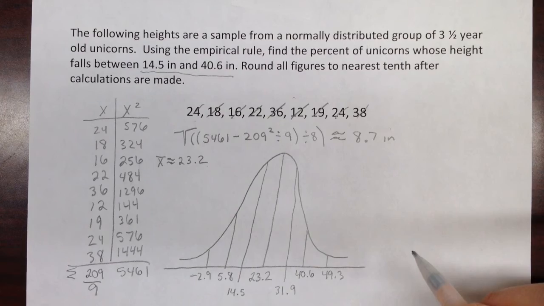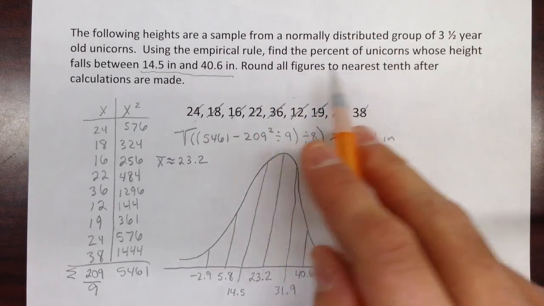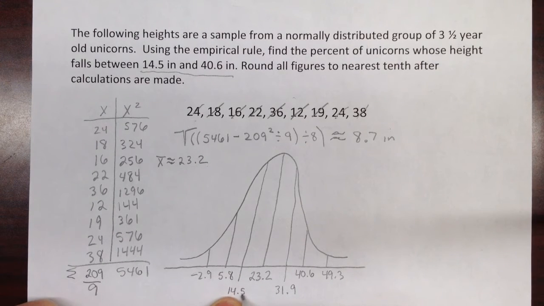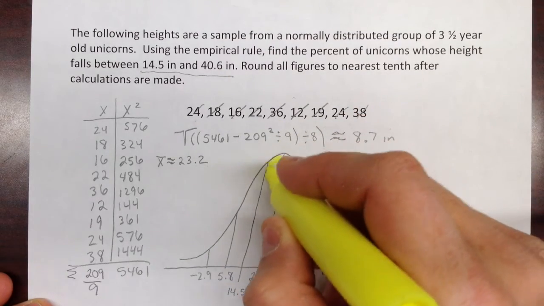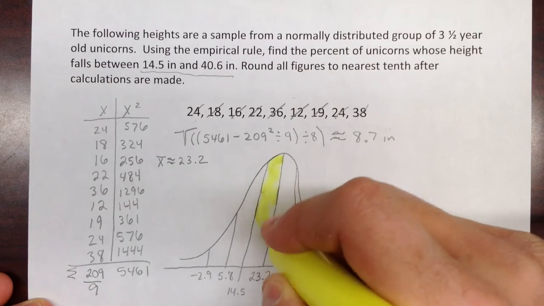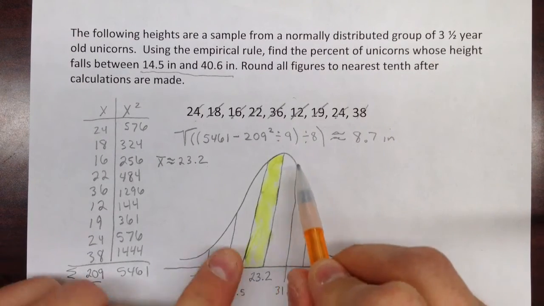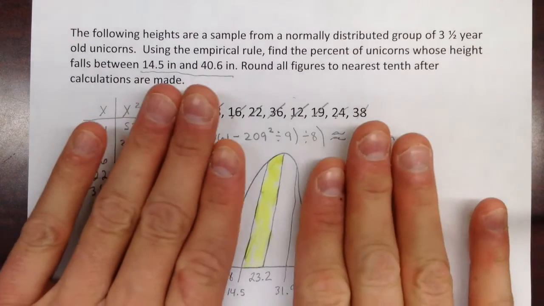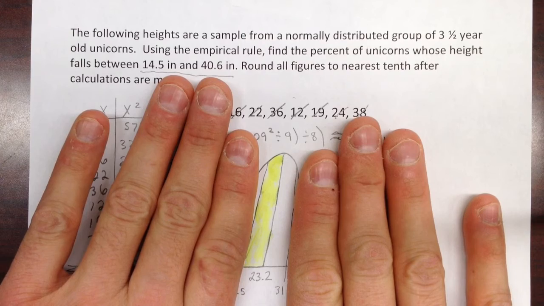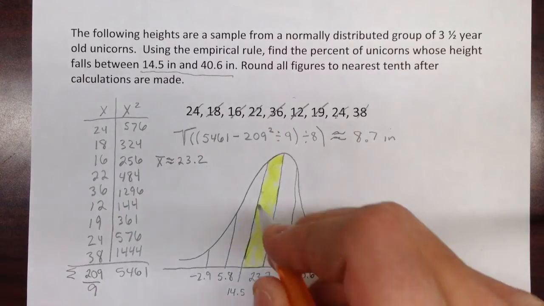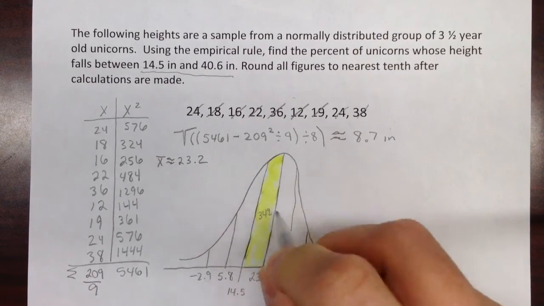So let's take a look at what it's asking us. It's saying, using the empirical rule, find the percent of unicorns whose height falls between 14.5, so that's right here, and 40.6. So I want to go ahead and shade that in so we can find out what that is. That's this part here. Since this graph is symmetrical, it makes more sense to look at each part separately. So let's look at this part first. This part is in the center. Remember, we talked about how the empirical rule tells us that within one standard deviation of the mean, we have 68% of that data in the middle. And since it's 68% in the middle, and this is symmetrical, this is half that. So that makes this part 34%, because it's half of the 68 from the middle.